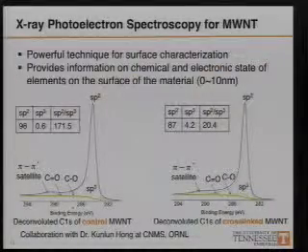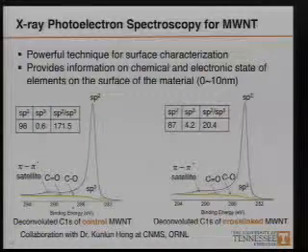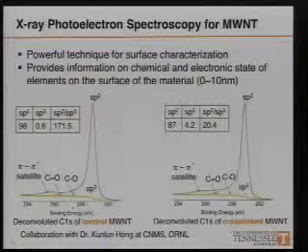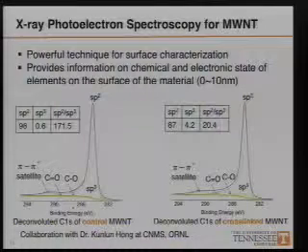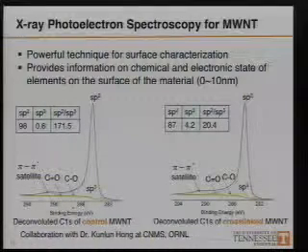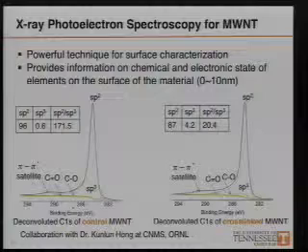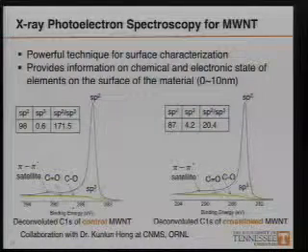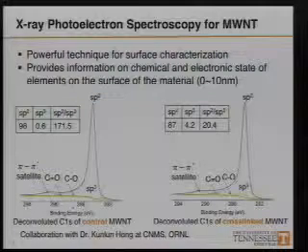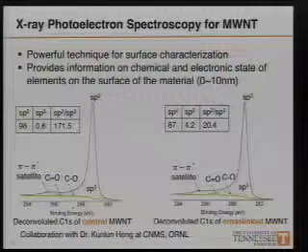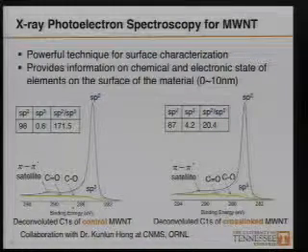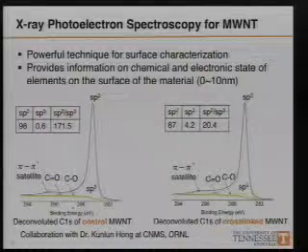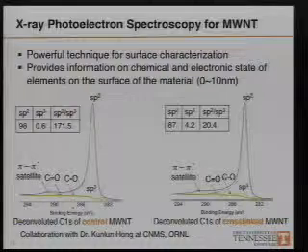Another important technique that we employed is X-ray photoelectron spectroscopy. It is a powerful technique for surface characterization and provides information on chemical and electronic state of elements on the surface of the material. The overall signal of carbon 1s can be further deconvoluted into peaks of interest, such as sp2 hybridized carbon double bonds, sp3 hybridized carbon-carbon single bonds, and others. In this case, we are mainly looking for the change of sp2 and sp3 peaks before and after heat-induced crosslinking.